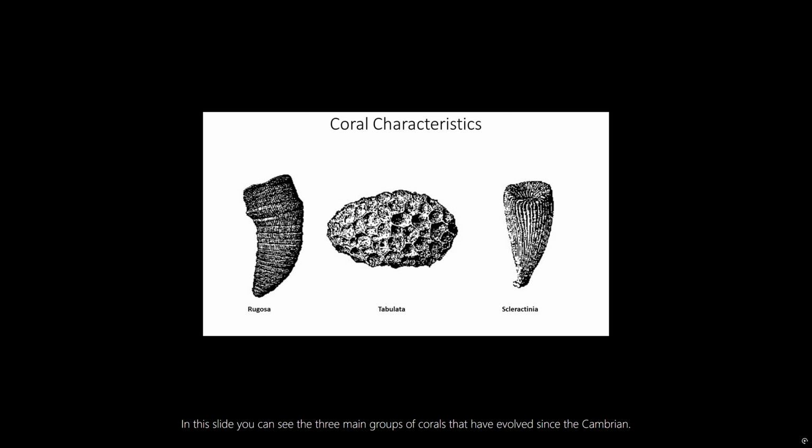In this slide, you can see the three main groups of corals that have evolved since the Cambrian. The first on the left is a rugose coral, often called a horn coral. These were mostly solitary polyps. The tabulate corals, like the one in the center, were colonial polyps. Both the rugosa and tabulata are extinct today. All modern corals are scleractinians, which can be either solitary or colonial.